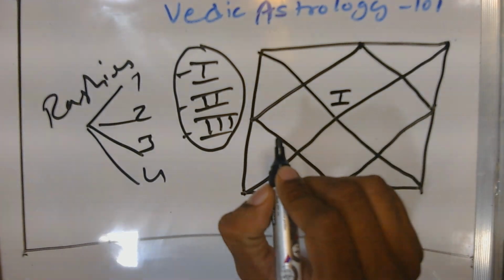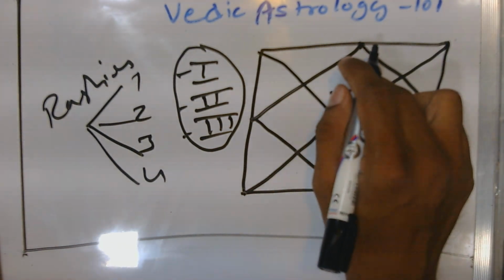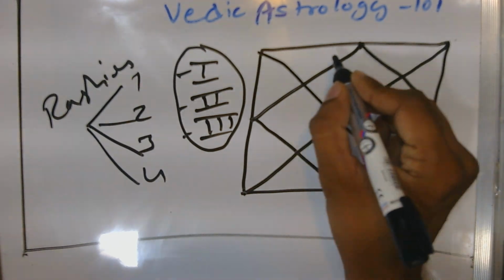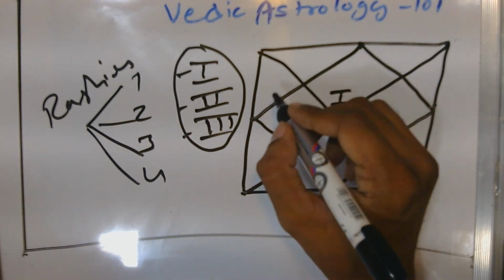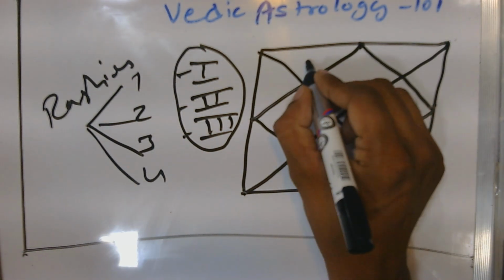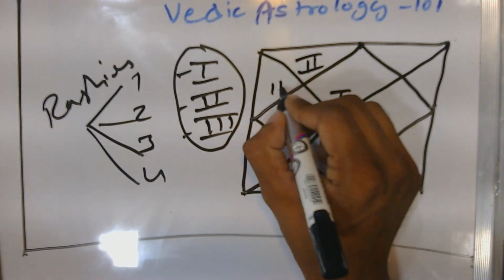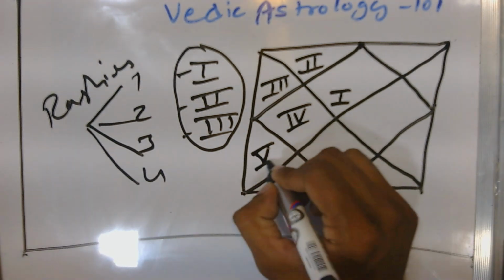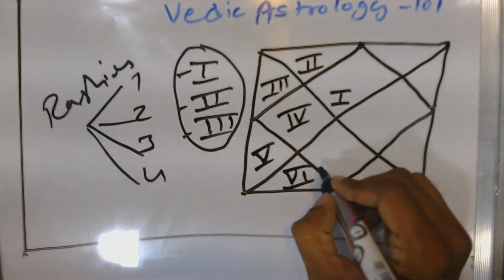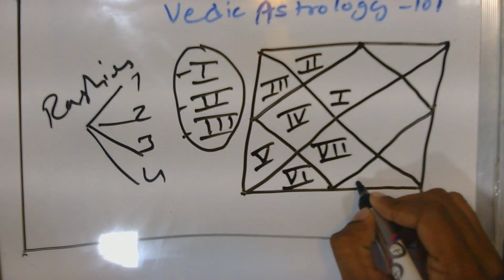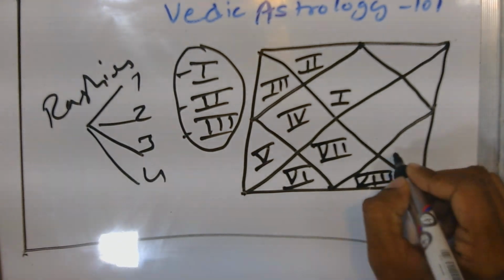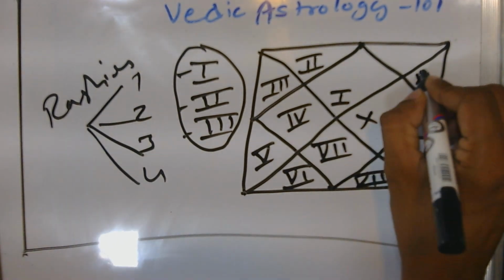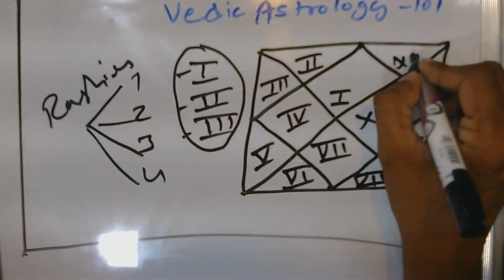This house is always going to be the first house. This is where our numbering will begin. This one is the first house. Now we'll move in an anti-clockwise direction and number each house. Second house, third house, fourth house, fifth house, sixth house, seventh house, eighth house, ninth house, 10th house, 11th house, and 12th house.